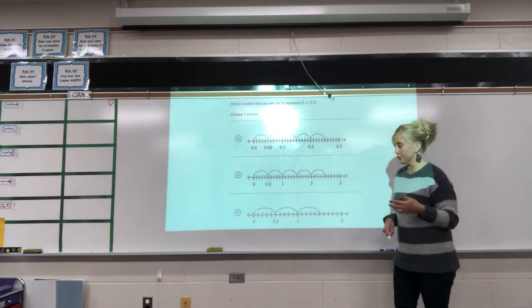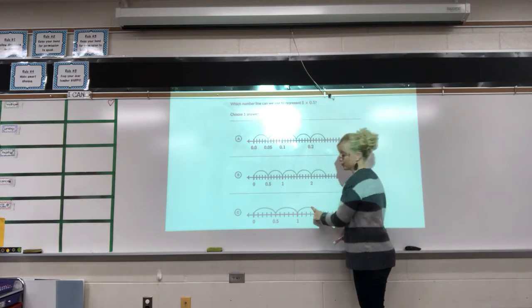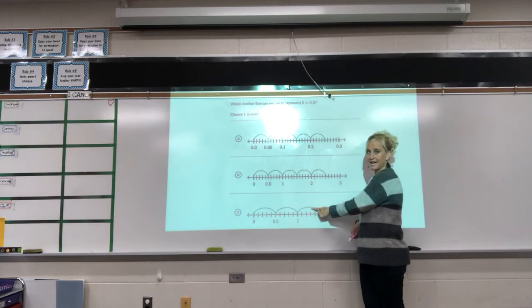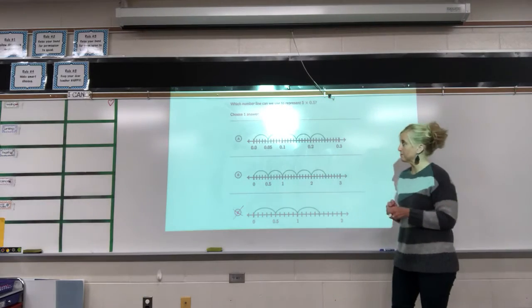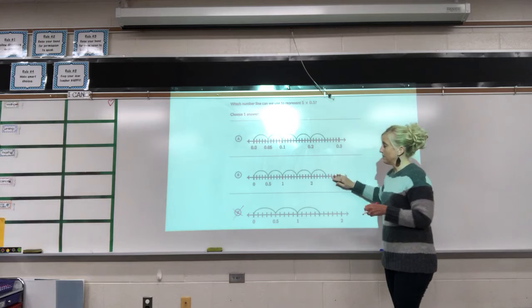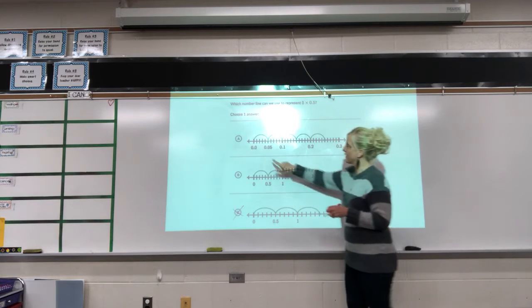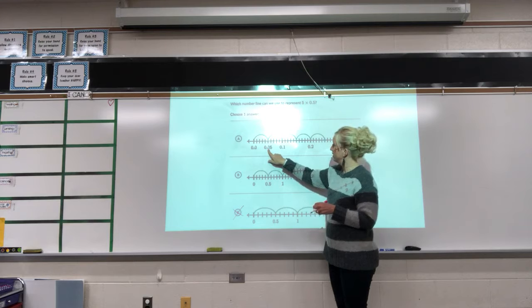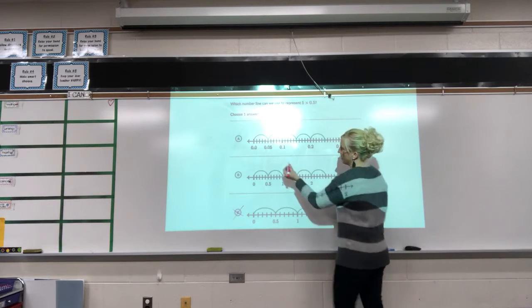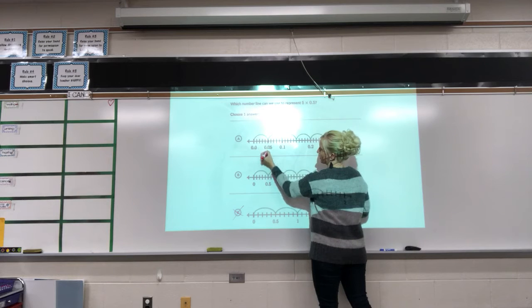1, 2, 3, 4, 5. So that's an option. 1, 2, 3. That's not going to work. That's not 5 times. So I can automatically get rid of C there. Then when I look at A and B, okay, now I'm saying, well, this goes 0.05 to 1. And then 1.05. Okay, this tick mark right here is 0.05.